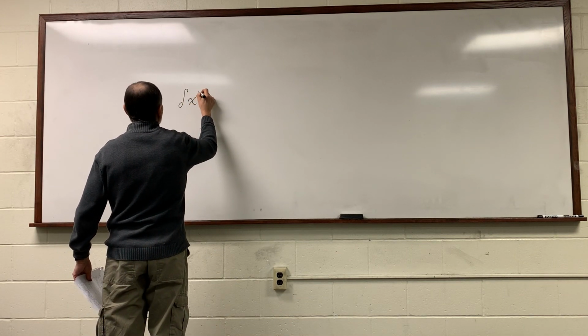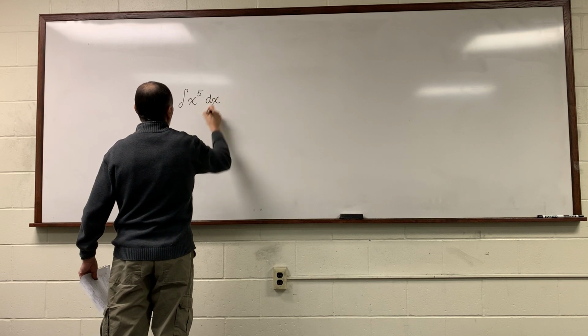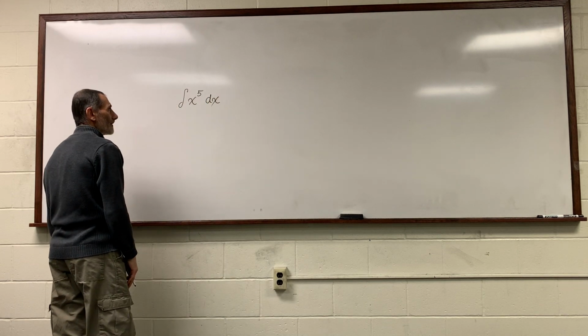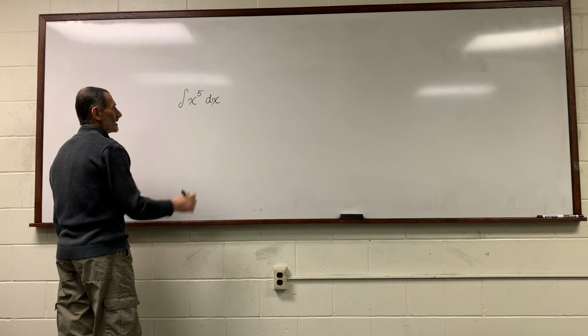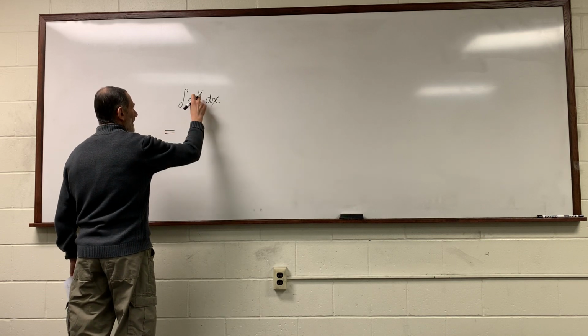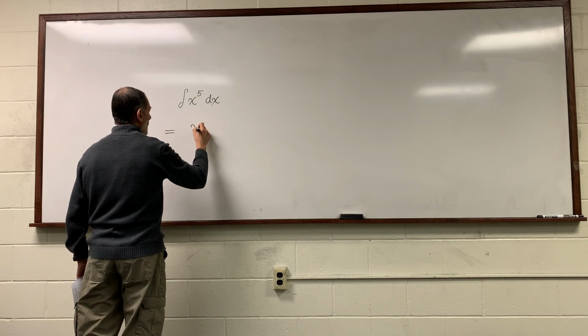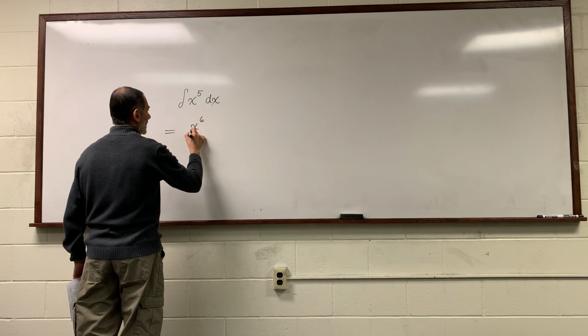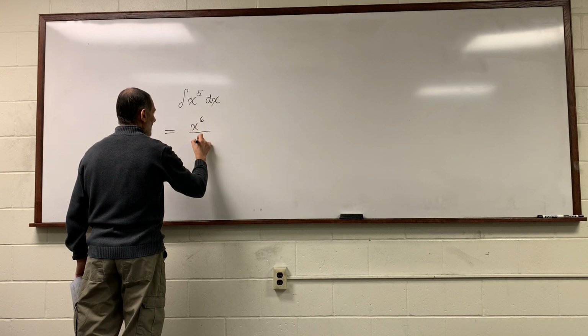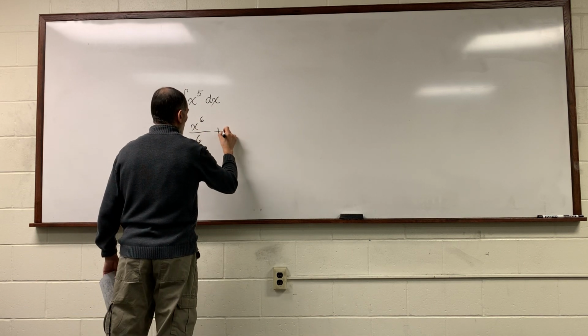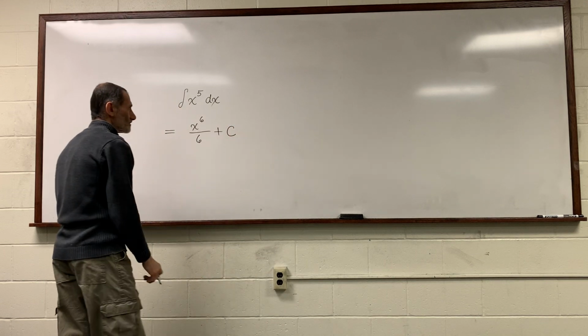All right, this is a straightforward power function. There's our n. Our antiderivative is x to the n plus 1, divided by n plus 1, plus c.